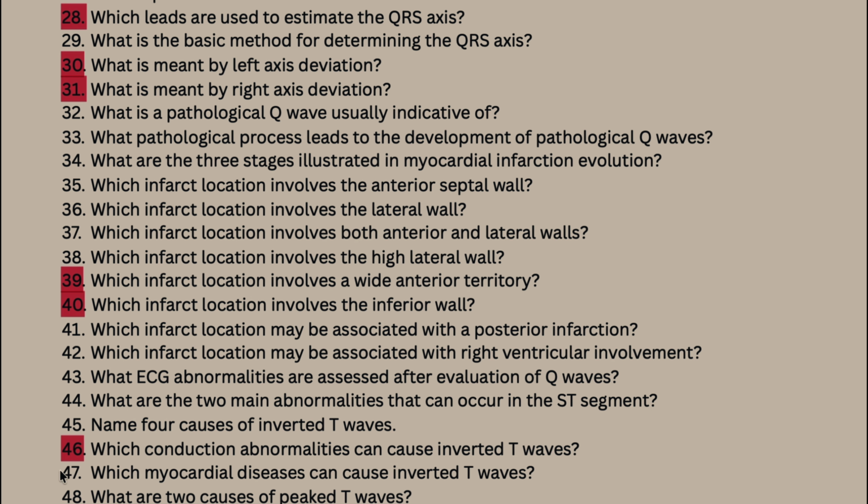For question 47, QT interval. After assessing the T wave, always evaluate the QT interval, as abnormalities may indicate delayed ventricular repolarization and increase the risk of ventricular arrhythmias.